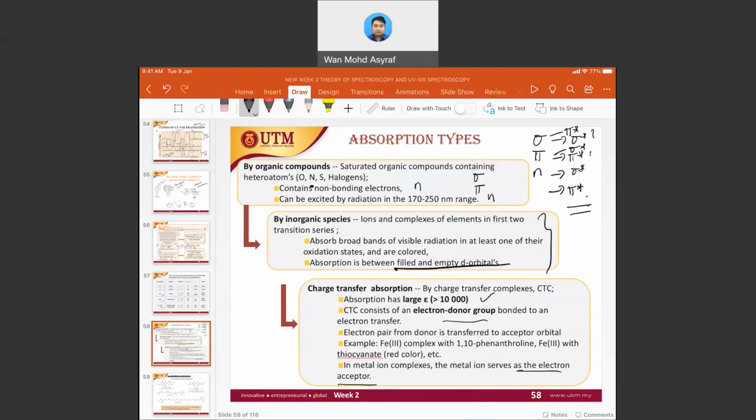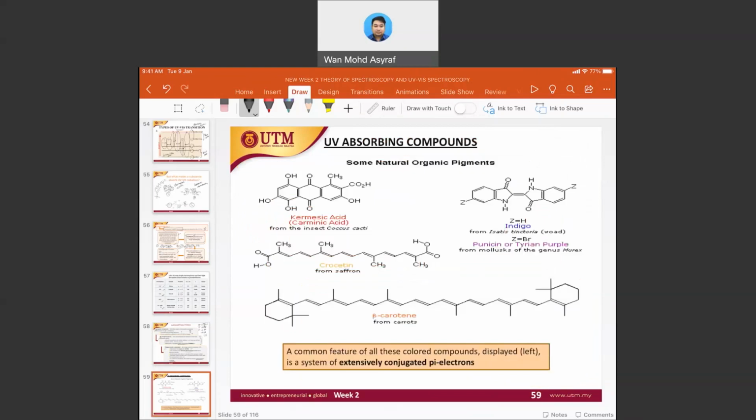So basically, these are all the absorption types for UV visible radiation. It can come from organic compounds, from inorganic compounds, and also from charge transfer absorption. The most important thing is that you need to be able to decide what kind of transition is going to happen inside all of these absorption types. Now, UV absorbing compounds, as I said, include some natural organic compounds. We can see that all of these are chromophores and all of these are conjugated, especially beta carotene. This is the first, second, third, fourth. All of this until the end is conjugated, which means that beta carotene would have a much higher absorbance as compared to a non-conjugated chromophore.